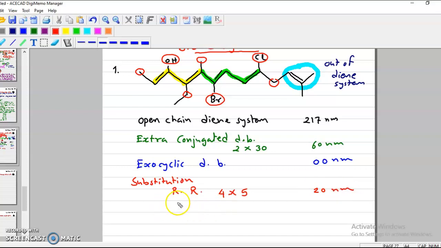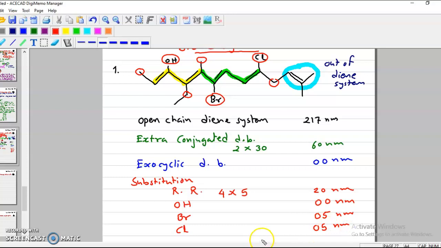Now there is substitution of OH group. So this substituent OH group has 0 value. So we will add 0 nanometer for OH group. Then there is bromine, and for bromine we have a value of 5 nanometer. Don't worry, all these values will be given to you in the exam also. So you don't have to remember all these values. But you should know whether these groups are in the system or not. Then there is chlorine in the system, and for chlorine also we add 5 nanometer.